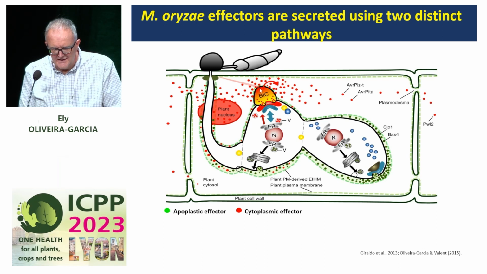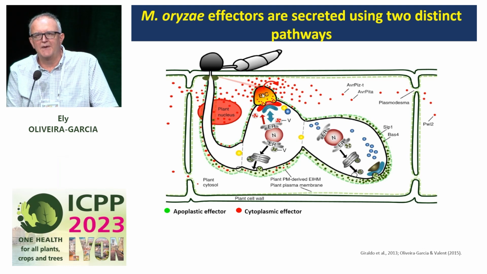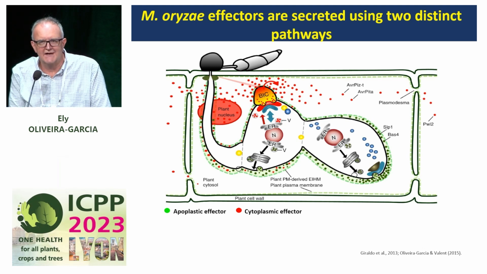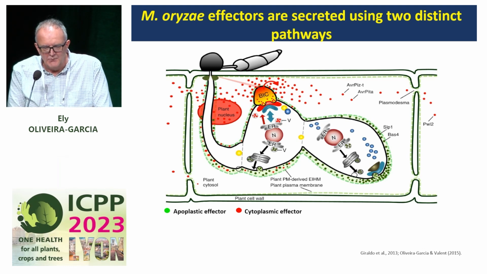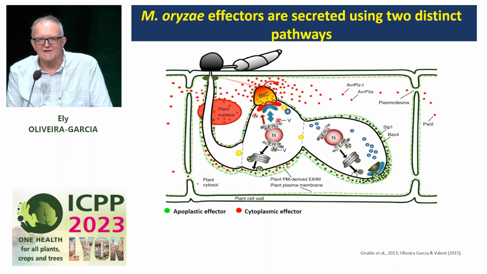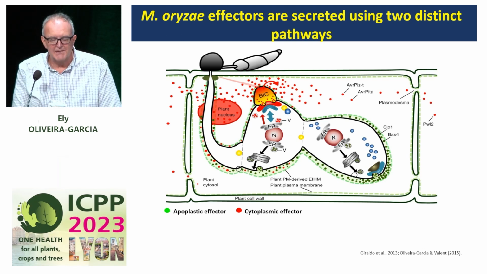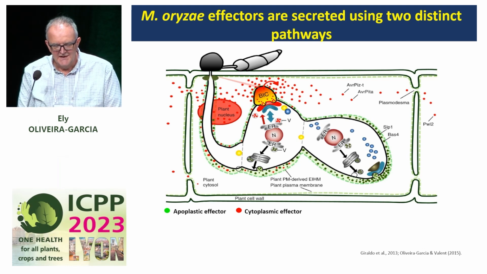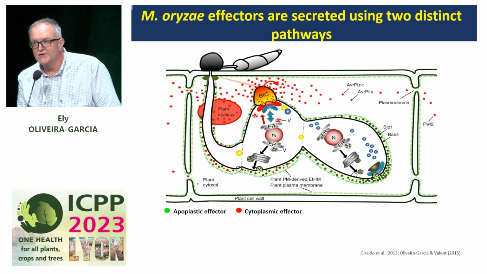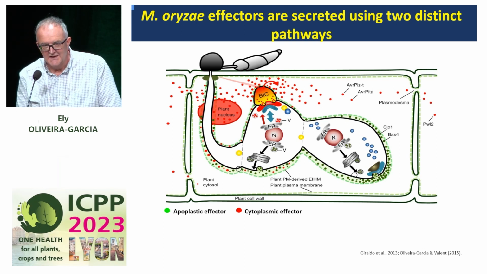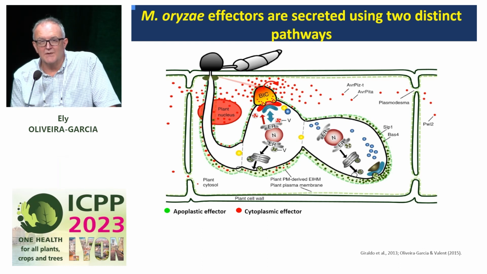And they appear to accumulate in a structure called the biotrophic interfacial complex, which was discovered in Barbara Valent's lab. We noticed for many years that effectors accumulate at that site. A number of independent lines of evidence, including photobleaching experiments, have suggested that the BIC is a potential portal for delivery of effectors into the cytoplasm. But the mechanism remained unknown.